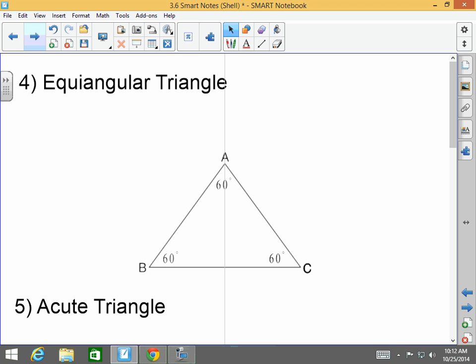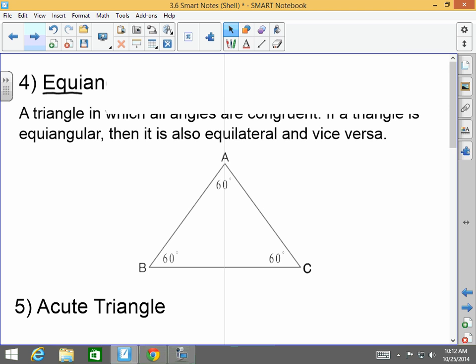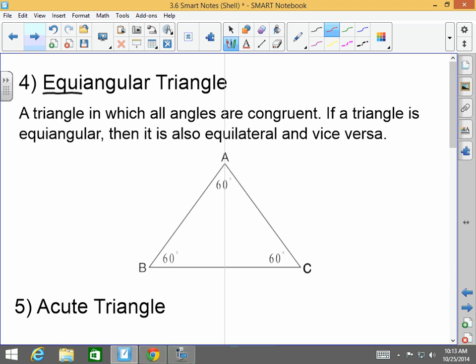Well, you could immediately know the definition by looking at the figure here and think about it. Again, equiangular triangle. That is a triangle in which all angles are congruent. Now, just to give you a little bit more information, if a triangle is equiangular, then it is also equilateral, and vice versa. So, see how the angles here are all congruent? We're going to study later in a couple sections. It's called the angle-side relationships.